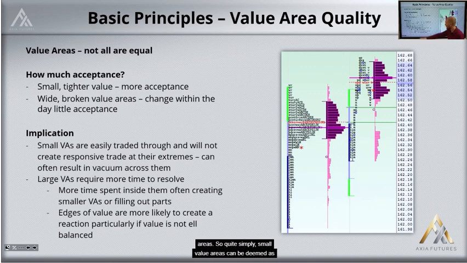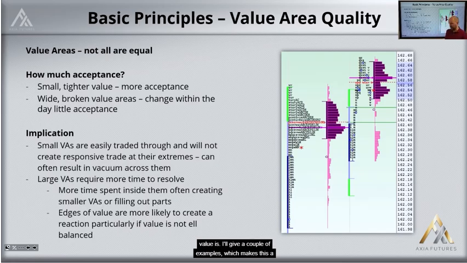So quite simply, small value areas can be deemed irrelevant from the point of view of reaction to reference points, i.e. reaction to highs and lows of value, and can actually be looked at more as something to sweep through, trade through nice and easy. Whereas with a large value area, they don't have value well established, and so we need time to work out where value is.